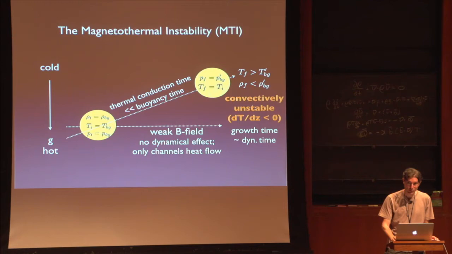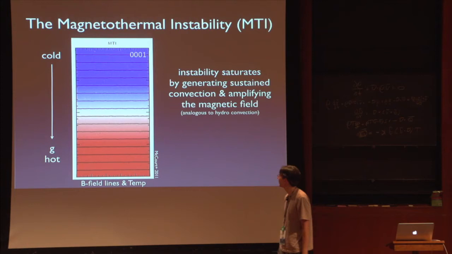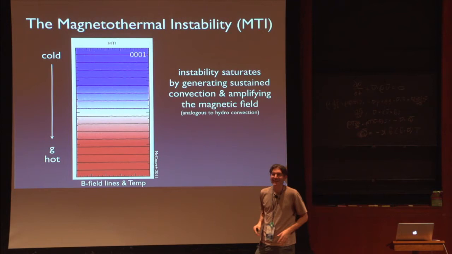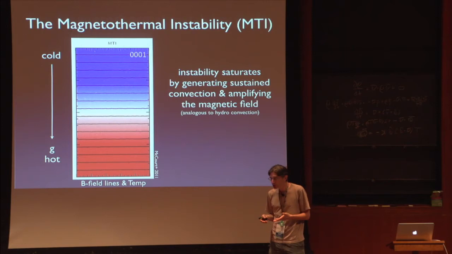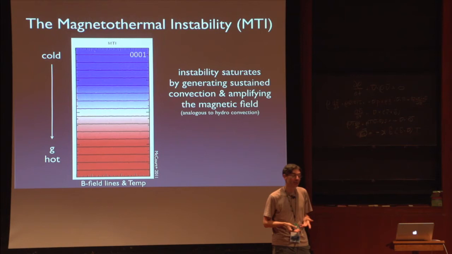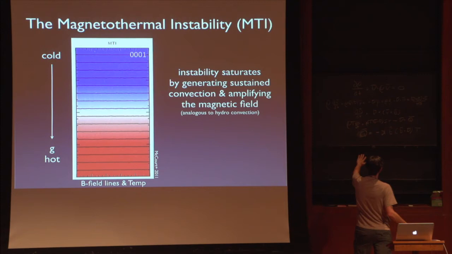Okay. So let me just show you an example of a numerical simulation of this. This is using Athena, of course, and it's using simulations that explicitly include anisotropic thermal conduction. And there's actually some interesting numerical subtleties for including this type of heat flux in numerical simulations.